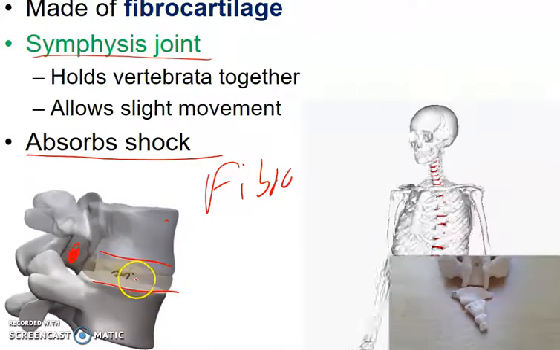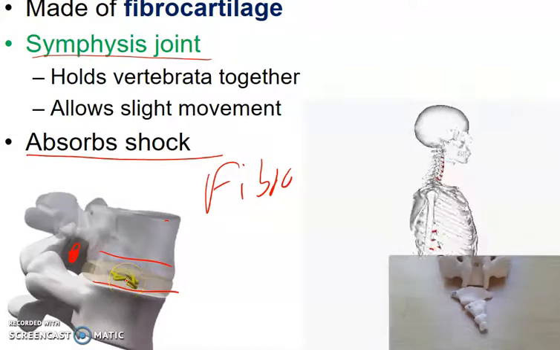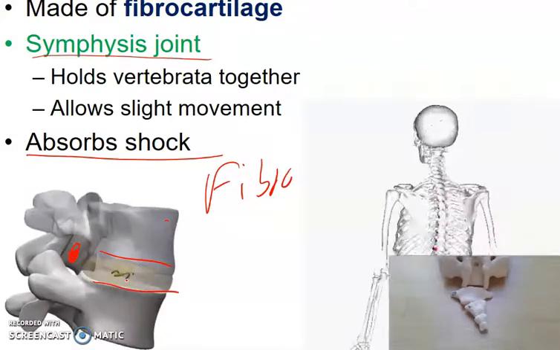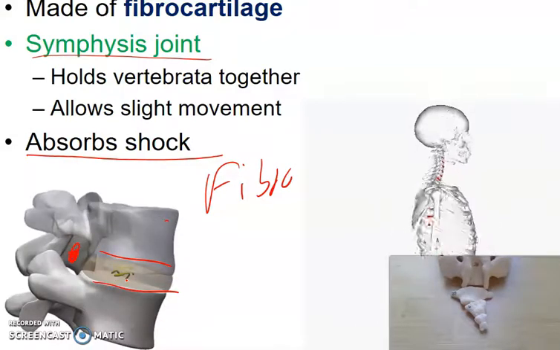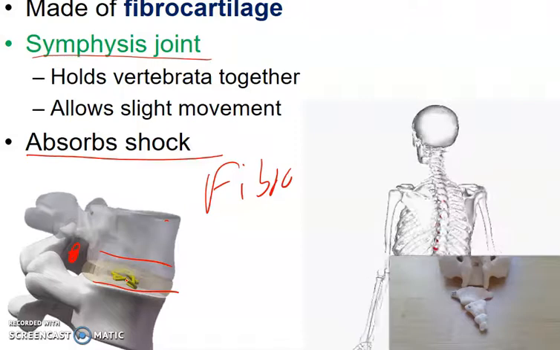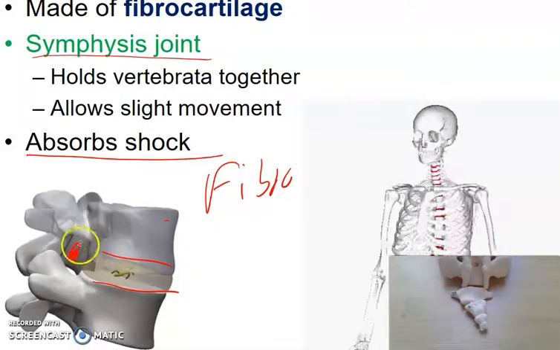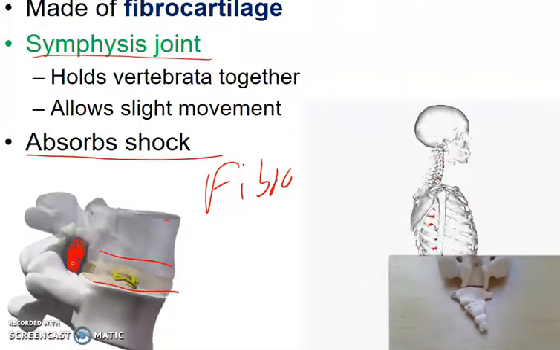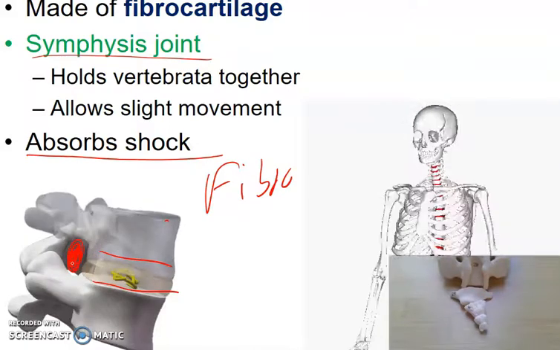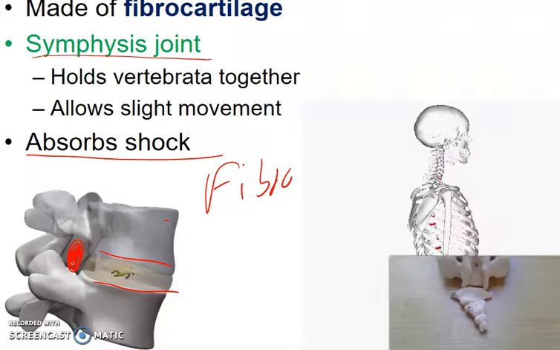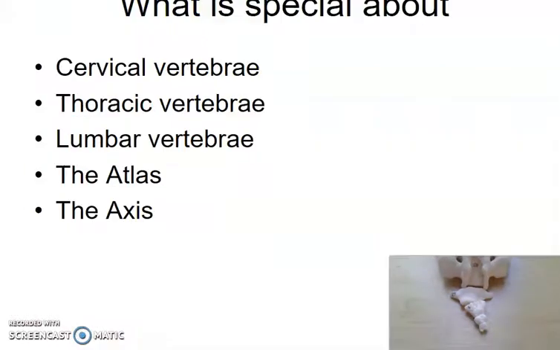The inner part right here is actually not fibrocartilage. It's a gel. And what happens is this gel sort of dissolves and the disc loses its shape, and you can actually compress this foramen, and what happens is you smash the poor little spinal nerve, and it's normally in the lumbar region. So on the test, you need to tell me what is special about all these vertebrae.